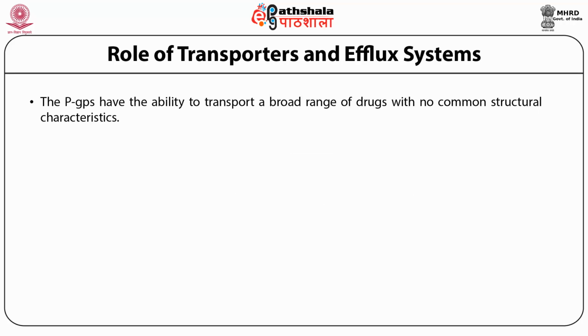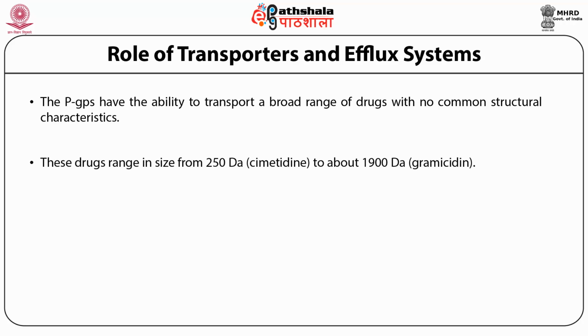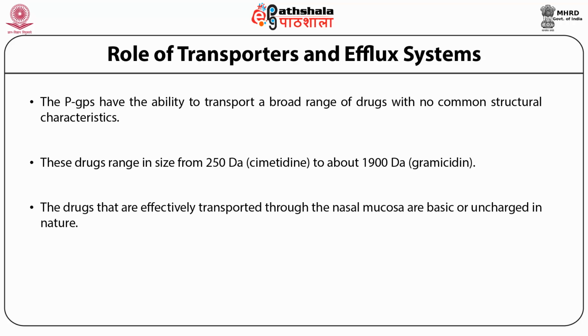The P-glycoproteins have been found to have the ability to transport a broad range of drugs with no common structural characteristics. So you cannot say that only a particular category of drugs will be affected by the presence of PGPs. The drugs can range in size from 250 daltons like cimetidine to about 1900 daltons like gramicidin. The drugs that are effectively transported through the nasal mucosa are primarily basic or uncharged in nature. All PGP substrates which have been discovered are usually amphiphilic in nature.